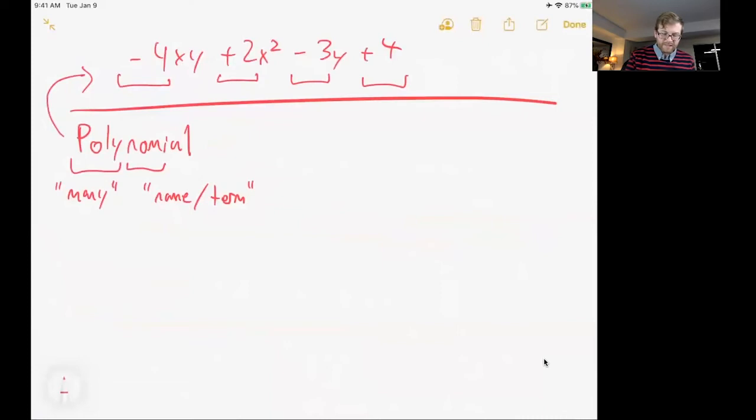Classic polynomial, let's see. x cubed plus 2x squared minus x plus 1. Okay, it's got these 4 terms. It's got many terms. It's a polynomial, okay? So that's a polynomial.